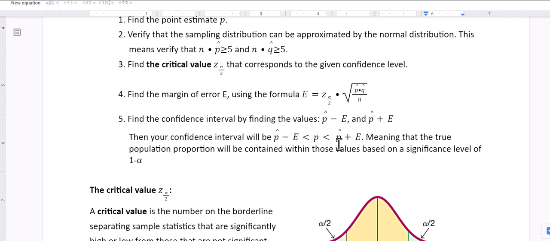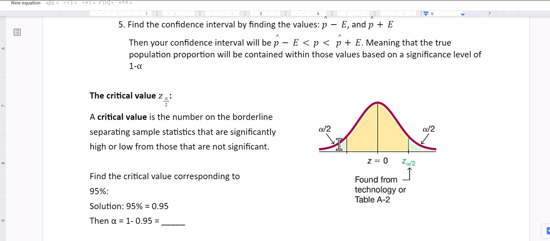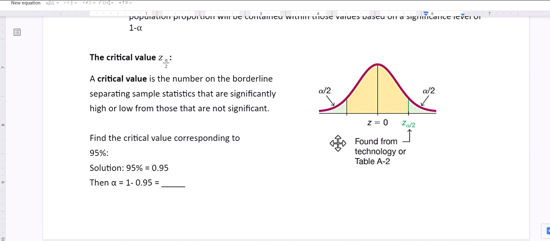So that's what we're looking for. Now, what is a critical value? Z alpha over 2. A critical value is the number on the borderline separating sample statistics that are significantly high or significantly low from those that are not significant. So we've been calling those more than 2 standard deviations away, right?